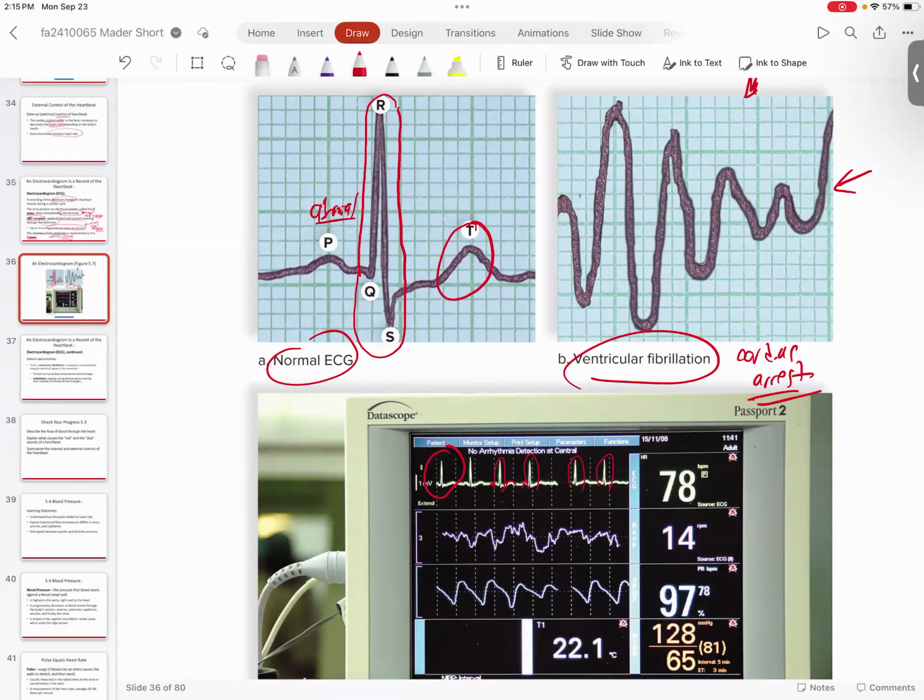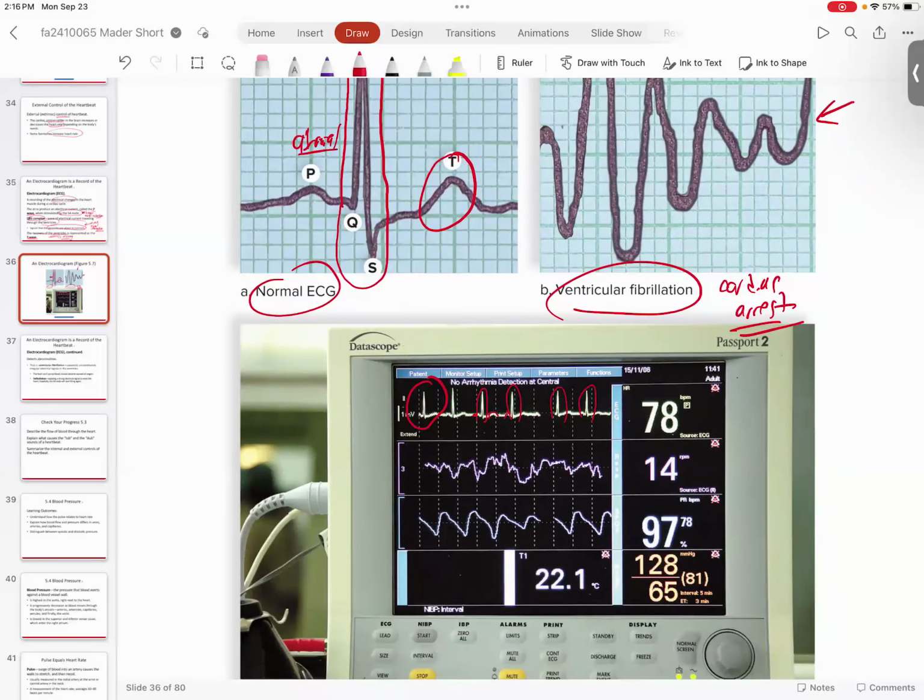The only problem with those is you don't see a flat line. You see this. This is what you see when you pull out the paddles, not a flat line. Okay, so that's basically what's happening.